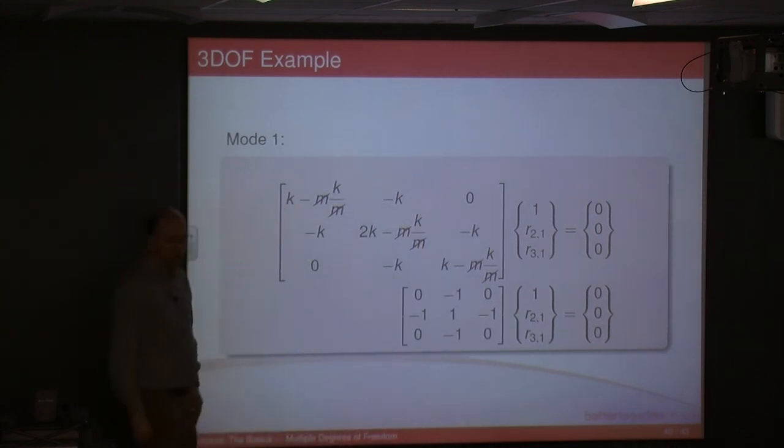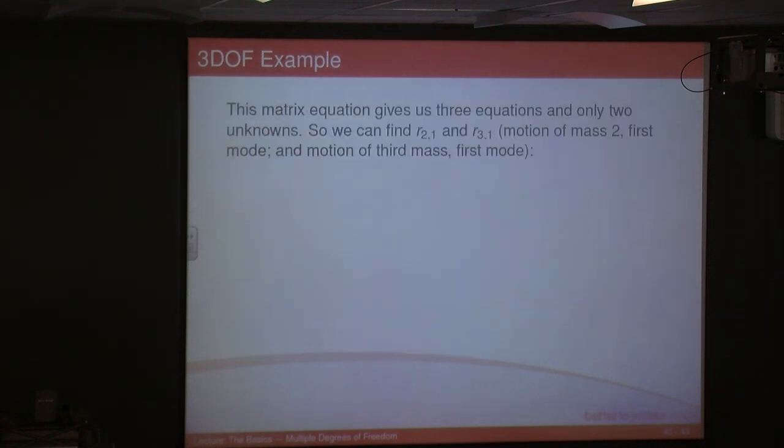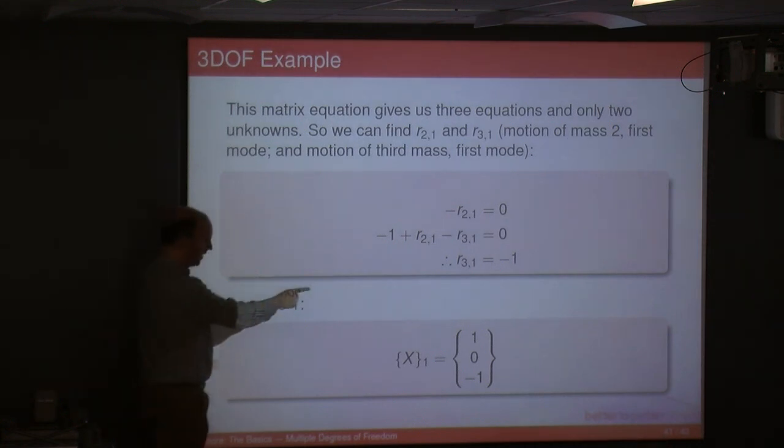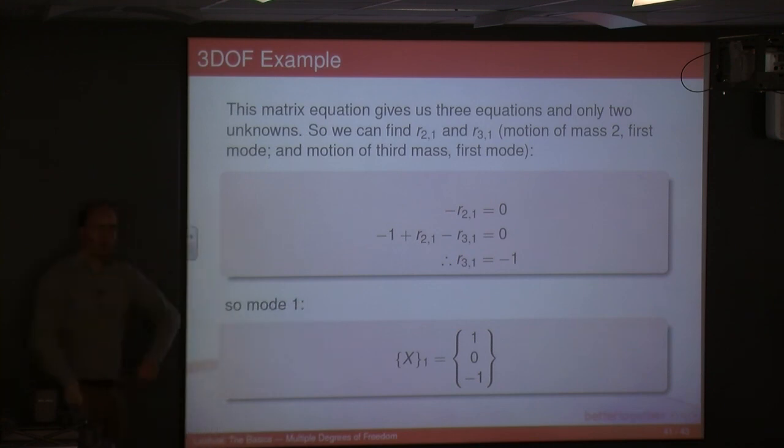You can solve it, and you find R2, which is the motion of the second mass in the first mode. So that's why it's R21. And the third mass in the first mode, you can go through and solve it, and you end up with 1, 0, and minus 1. And that's the mode where the first mass doesn't move, but the other 2 masses are moving in opposite directions. So that's like a 2-degree of freedom system in the sense where the first mass is not moving at all.